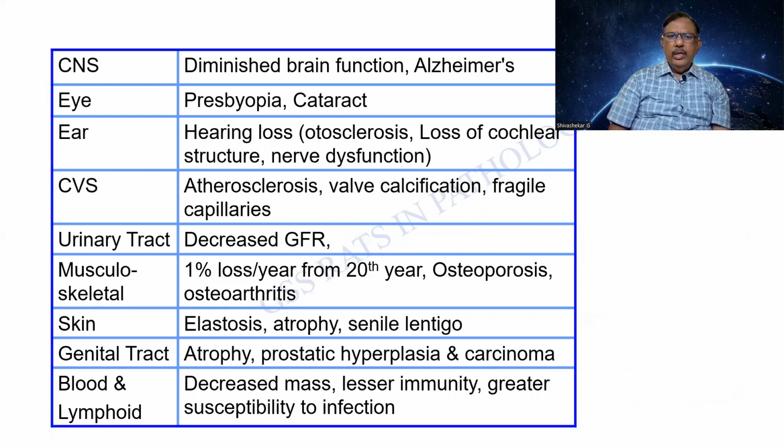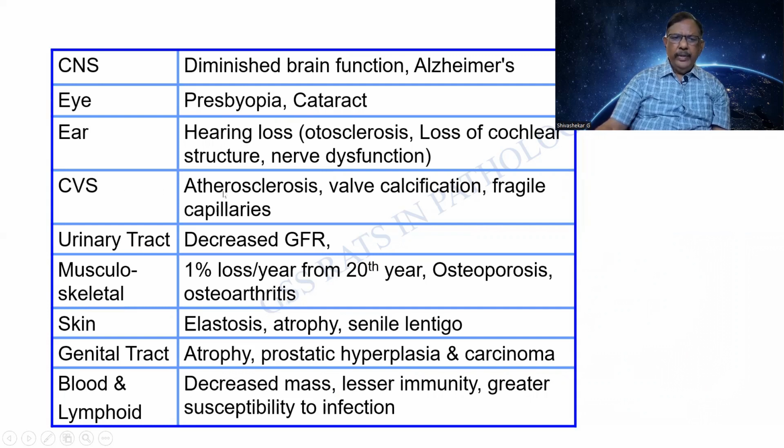Now, what are the various organ changes in aging? Definitely you people know this. It is quite simple. Alzheimer's, all of us know. It is an aging defect. There is a diminished brain function. Presbyopia of the eyes. Constantly we have to change the specs. Cataract, senile cataract as such. Osteosclerosis. Change in the cochlear structure, nerve dysfunction. All can lead to a hearing loss.